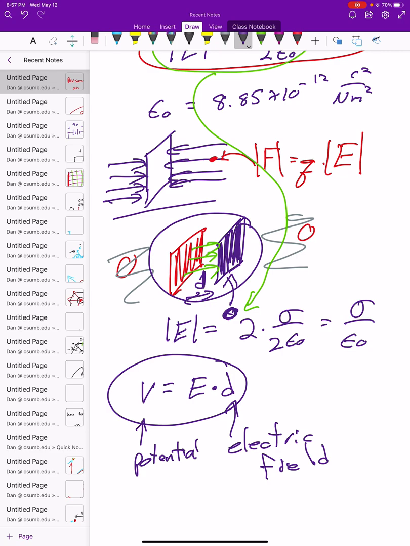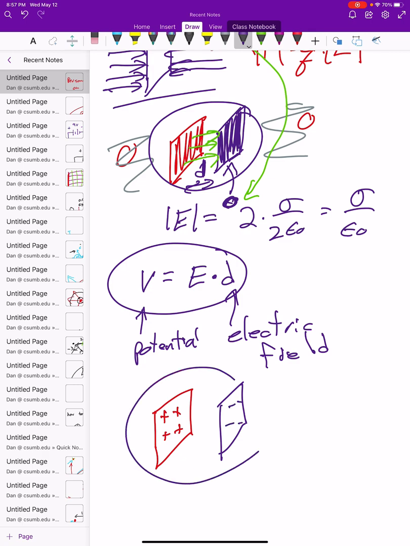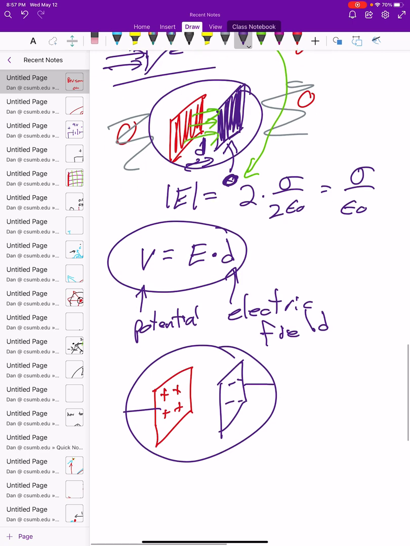And then we took those concepts and we talked about the fact that, okay, if you have one plane of charge here and another plane of charge here, you actually have some positive charge on here and some negative charge on this one. And this is really a way to store charge. This actually is a parallel plate capacitor. We came up with the equation for that.